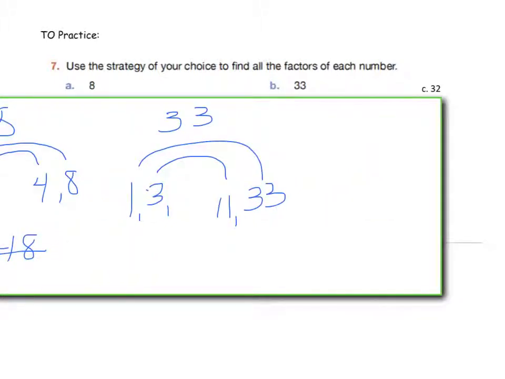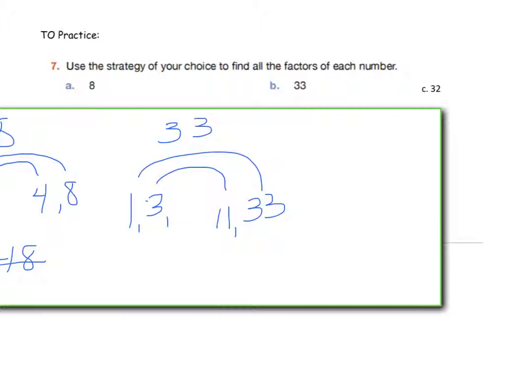Lastly, we'll try 32. Oops, I need my pen. 32. Again, 1 times 32 works. 2 times something should work. It's an even number, so it should work. And if you need to, feel free to pull out your calculator. 32 divided by 2. Oh, well, that's 16. So 2 and 16 works.